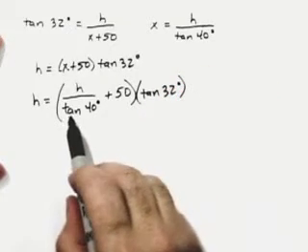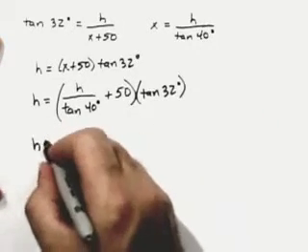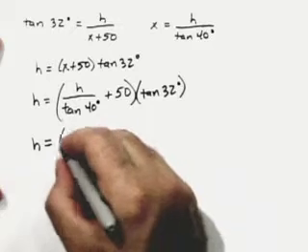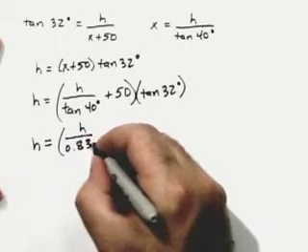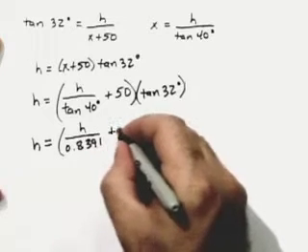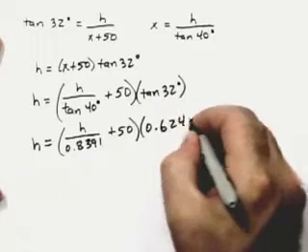If we put in approximate values for the tangent of 40 degrees and tangent of 32 degrees, we get h is equal to h over 0.8391 plus 50 times 0.6249.